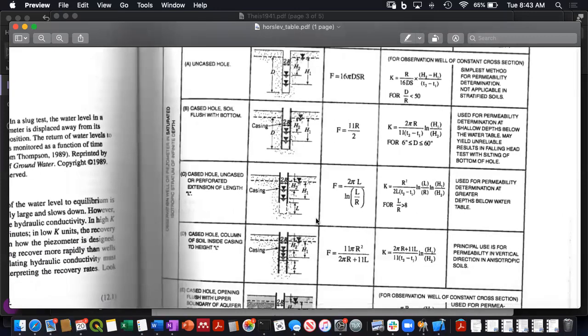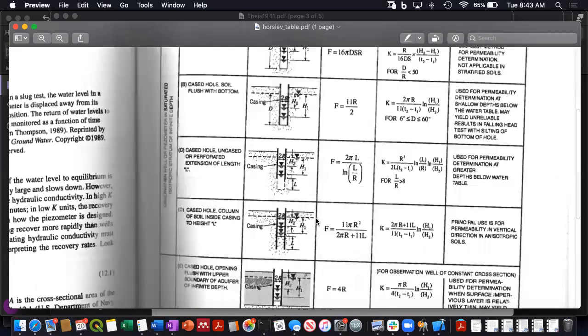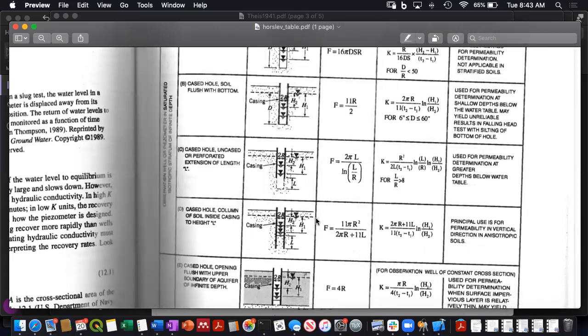And what you have to do is decide which one of these best fits the wells that we used. All right. And then we have to use the dimensions of the well in order to calculate F. So for an example, if you remember, we had wells that were cased down to a certain portion in the aquifer, and then they had generally 5-foot screens over a certain portion.